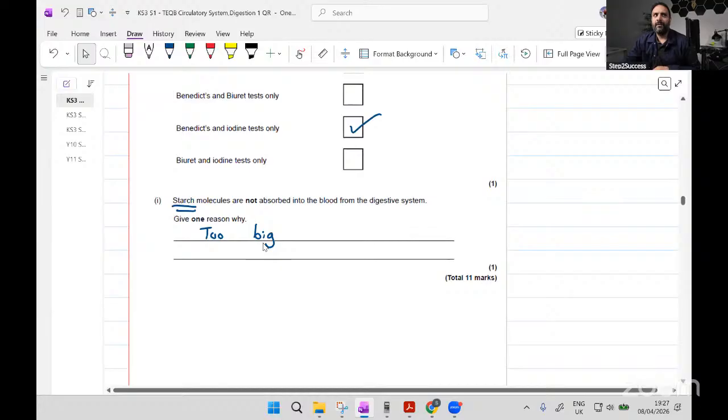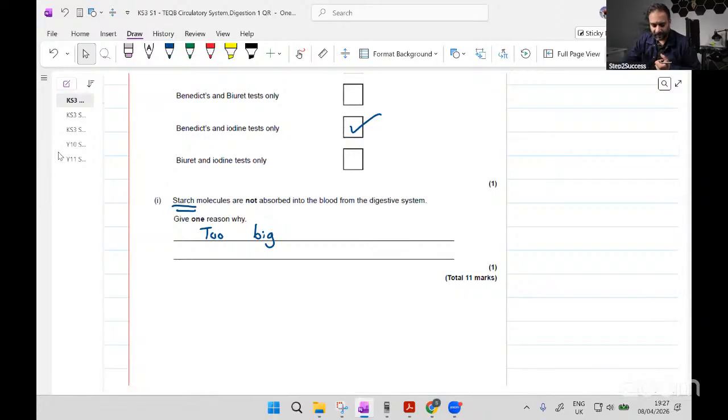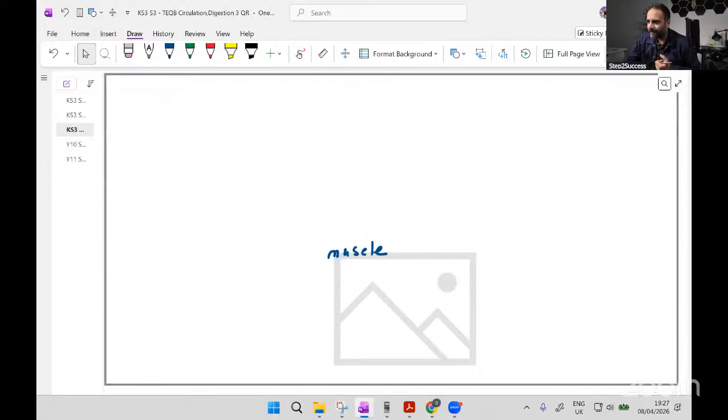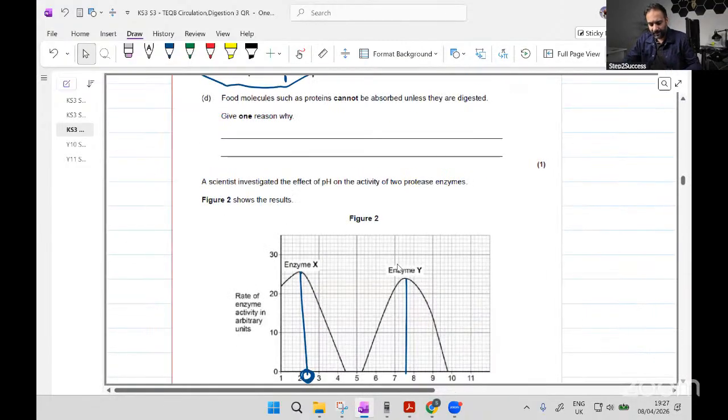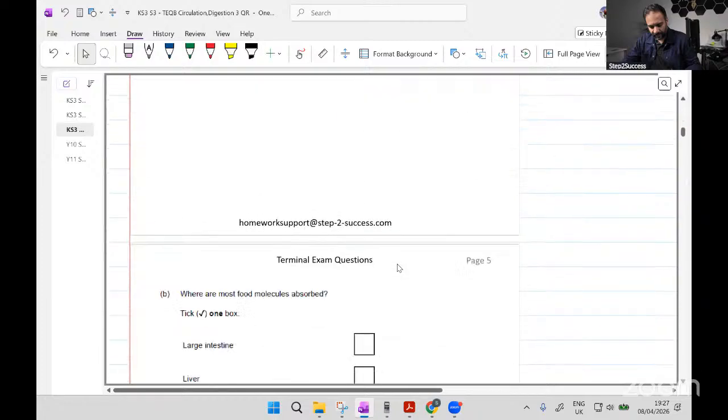And then the reason anything is not absorbed into the blood is because it's too big. We have to make it smaller, essentially. Right, and we'll go back to this question. Part one, I'm just going to do that. And then I'll move to question five from here.